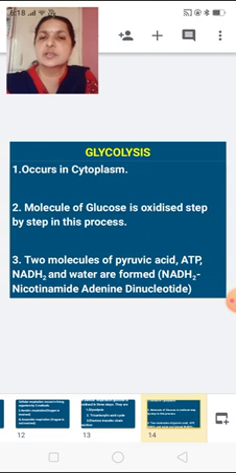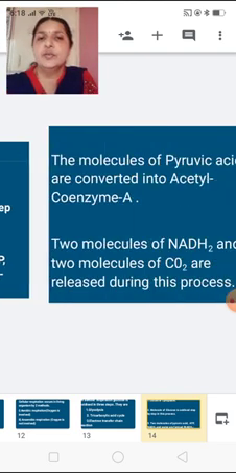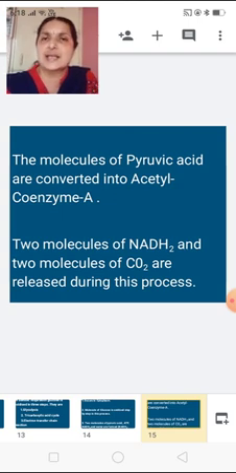In glycolysis, where does it occur? In the cytoplasm. At the end we get 2 molecules of pyruvic acid, 2 molecules of ATP, 2 molecules of NADH2 and water. Then the 2 molecules of pyruvic acid are converted into acetyl coenzyme A, and in the end we get 2 molecules of NADH2 and 2 molecules of carbon dioxide. In the exam, if asked what is released, you have to write 2 molecules of NADH2 and 2 molecules of CO2 are released in this process.